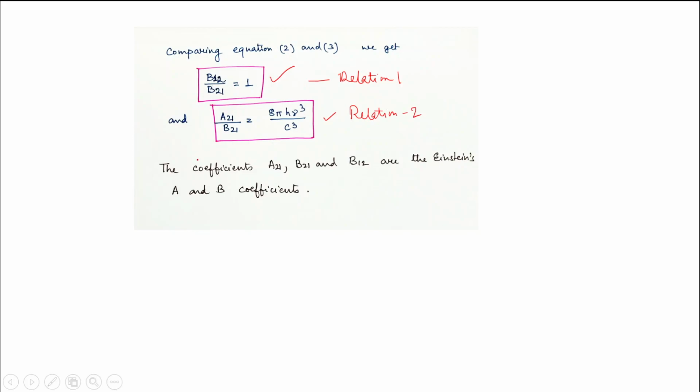Now, what is the significance of these two equations that we get here? So let us talk about the first relation. B12 is equal to B21. Now, what does this mean? This means that the probability of stimulated emission is equal to the probability of stimulated absorption, or simply absorption. That means these two processes will occur at equal rate.